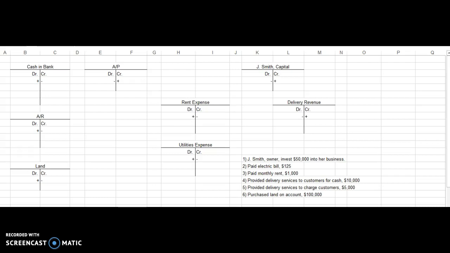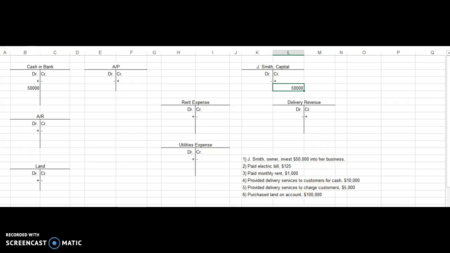But before we do that, let's just do transaction 1. You should have already done this, but I want to do it with T accounts and then transfer over to what's called a general journal. So J. Smith, the owner, invested $50,000 into her business. So if she invested $50,000, her cash in bank goes up $50,000, and her capital goes up $50,000. And then take a look. You've got a debit and you have a credit. So you can still use T accounts if you have to, but let's actually journalize now.